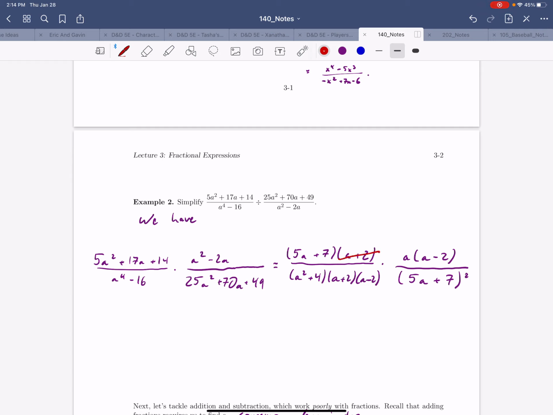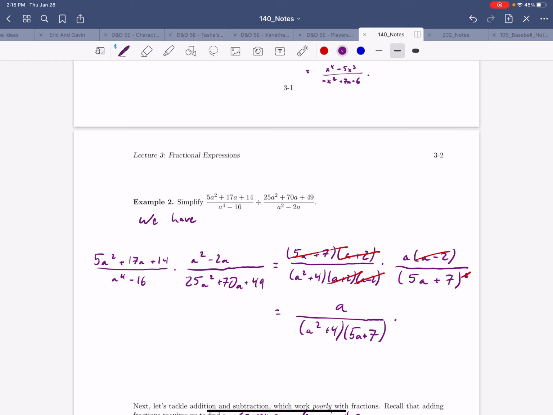Number 1, the a plus 2's cancel. Number 2, the a minus 2's cancel. And number 3, even the 5a plus 7's cancel, though we still have one copy. And so what we're left with looks like a divided by a squared plus 4 times 5a plus 7. And I think that's our answer.